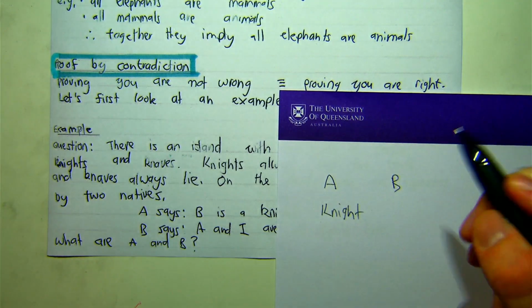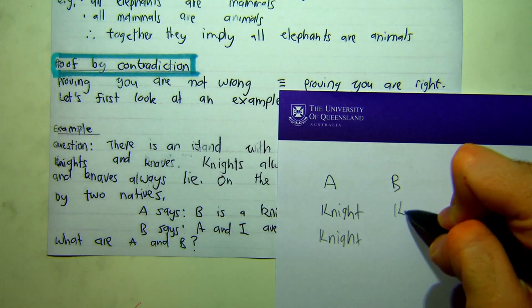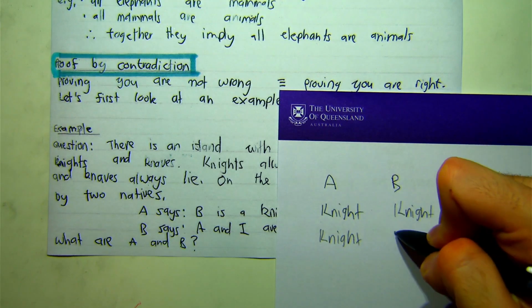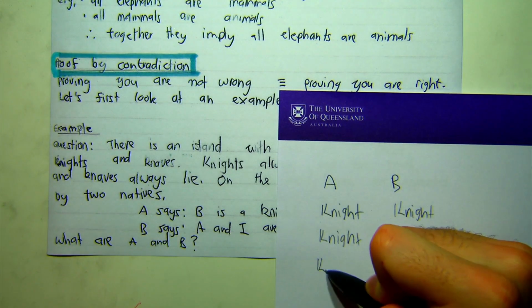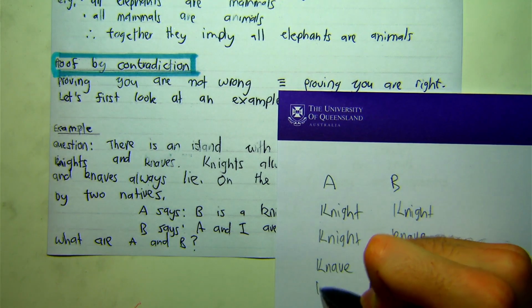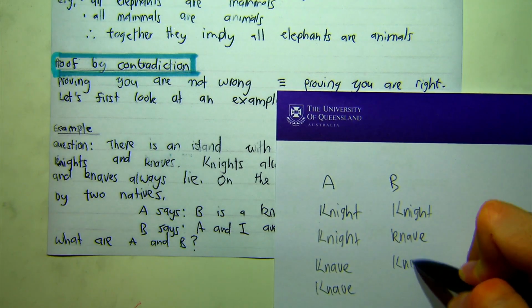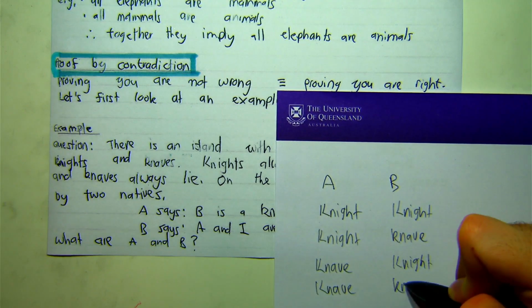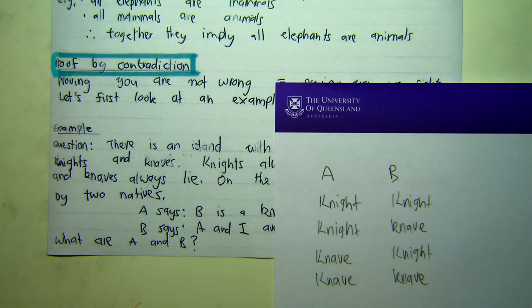Person A could be a knight, and then person B could be a knight or knave. So those are the 2 options for A being a knight. And then A could be a knave, and then B could be a knight or knave alongside that. And that's it. Those are the only 4 options that are going on here.